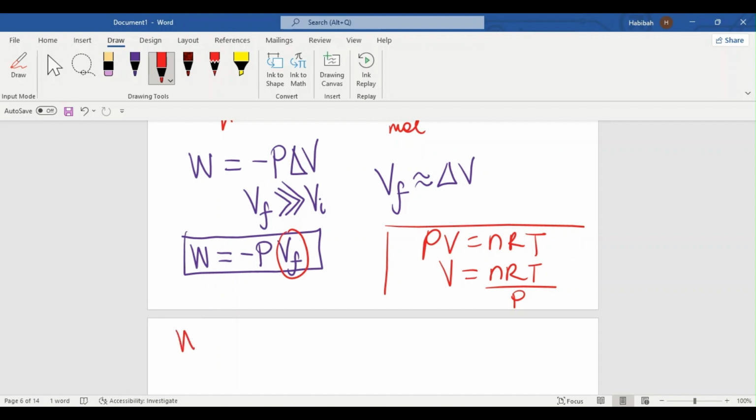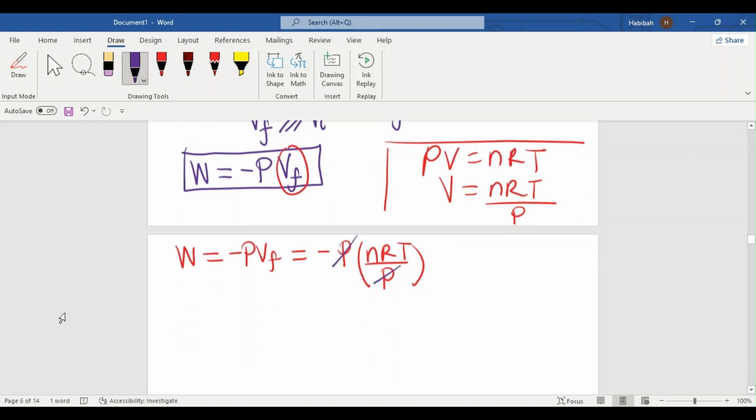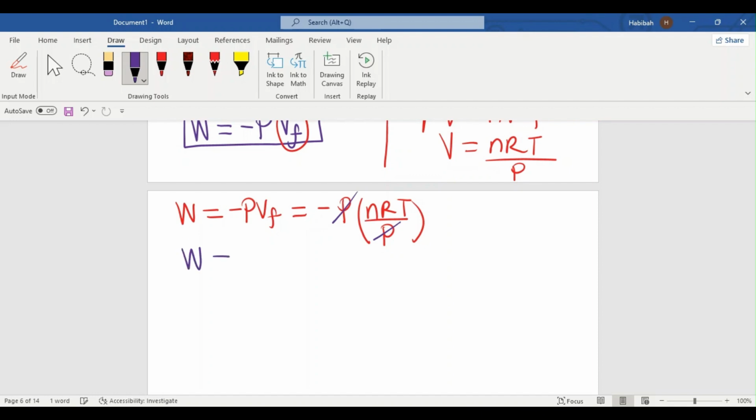So rather than having W equals negative P VF, we're going to have W equals negative P times nRT divided by P. Well, the pressure remains constant, the same value, so we can just simply cancel that out. So pressure cancels. So really work done ends up becoming W equals negative nRT. So what else are we going to do? We're just going to substitute.